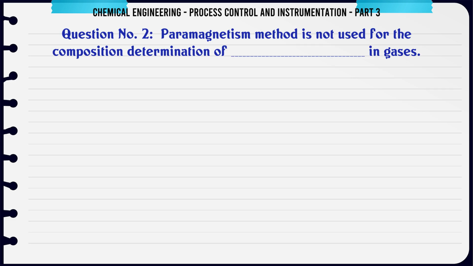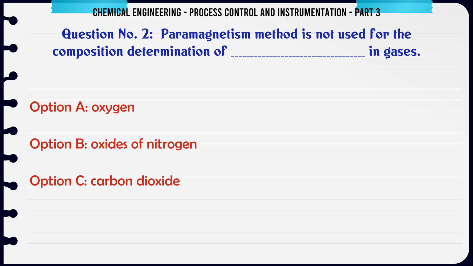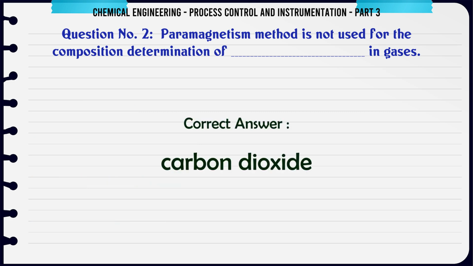Paramagnetism method is not used for the composition determination of flue gases. A. Oxygen, B. Oxides of nitrogen, C. Carbon dioxide, D. Any of these. The correct answer is carbon dioxide.